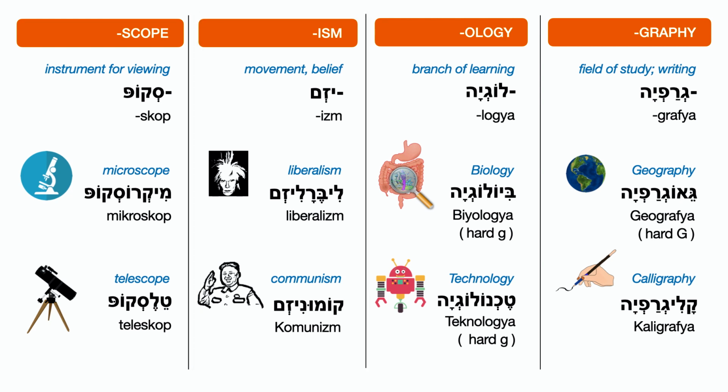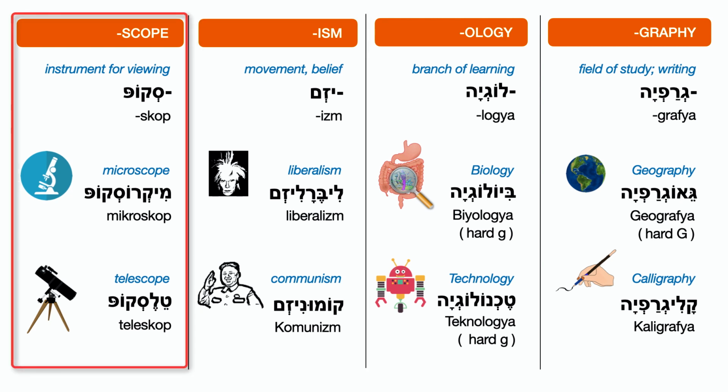Now, regarding the suffix scope, which refers to an instrument for viewing, this is pronounced as scope. So to say microscope, we say microscope, and to say telescope, we say telescope.